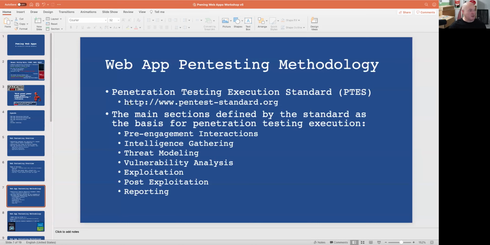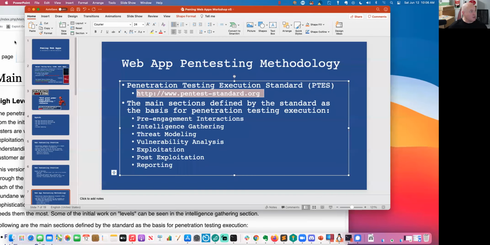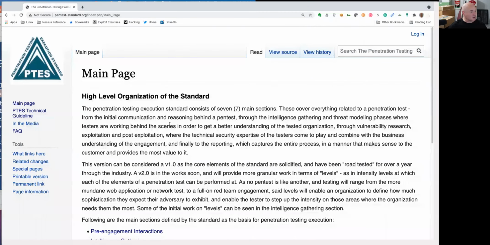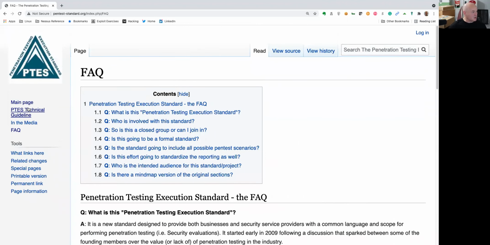And so the Penetration Testing Execution Standard is a really good standard to follow here. Now, this is not just for web app. This is also for network and other types of pen testing. And we're going to go ahead and take a look at this up closer. And you'll see here shortly, the people that help come up with this are some of the best in the industry. And so we're going to go back and look at the, let's see what we got here, main page.